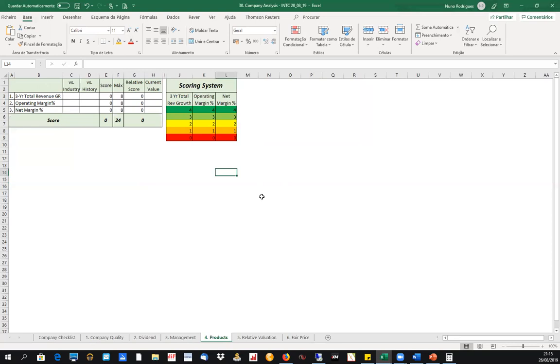Next, we'll look at products. Is the company making money with its products? So what has been the three-year total revenue growth? What is the operating margin? What is the net margin?